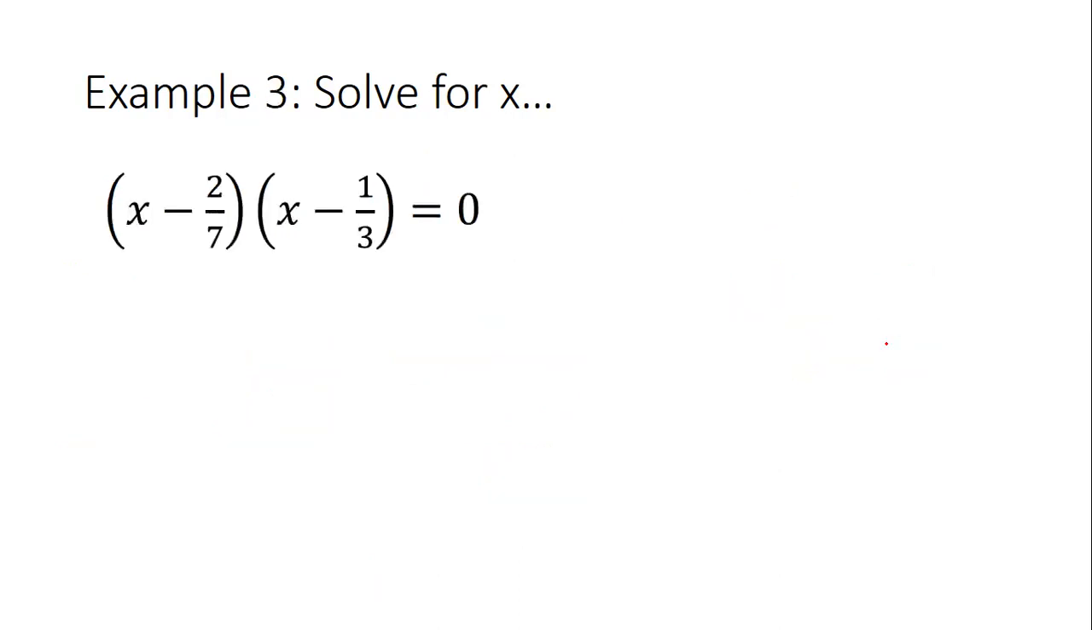All right. Now, we have here x minus 2/7 times x minus 1/3. Am I going to work this problem any different? No. Just because there's fractions, which a lot of times you guys say, I can't do that. This is so hard. Oh my gosh. This problem is just as easy as example 2. Yes, it is. It's actually easier.